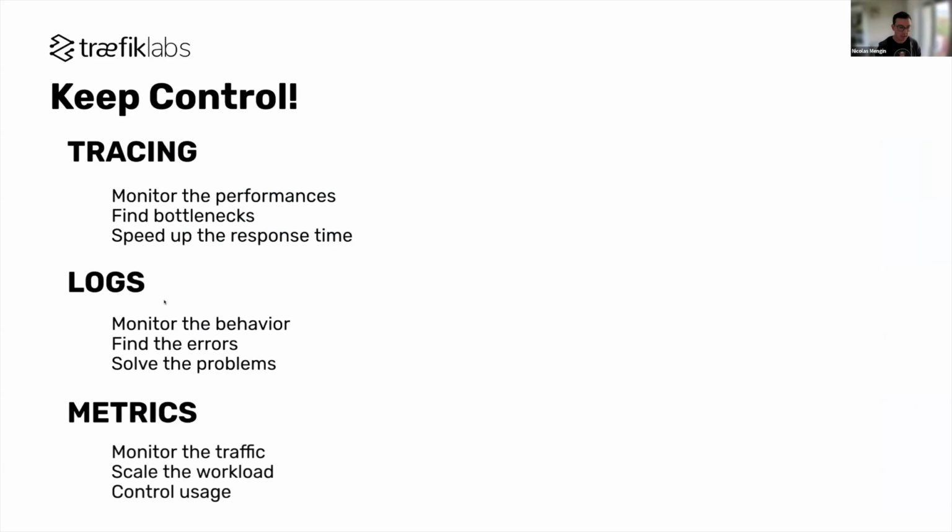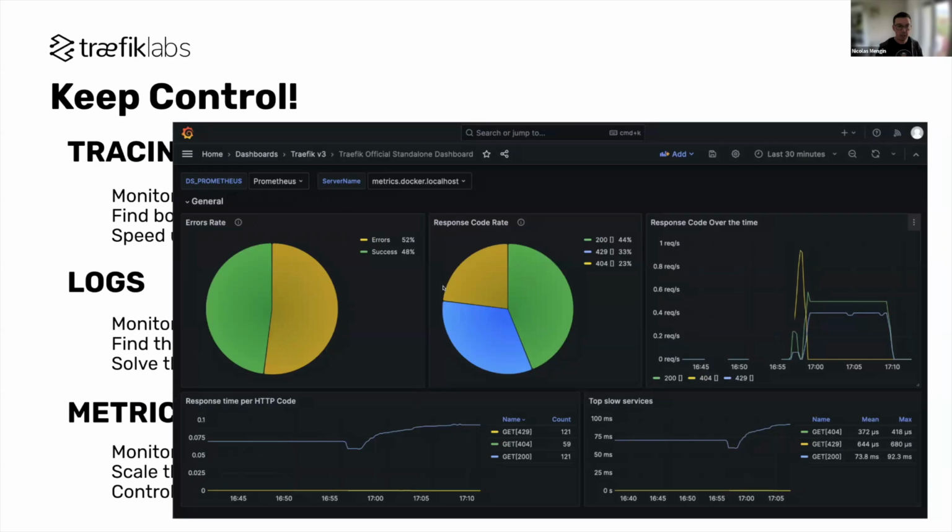So it's faster to debug and to solve the issues. And last but not least, metrics. With an application like Traefik, metrics allow you to monitor your incoming traffic, to know how many requests are reaching your infrastructure, the rate of errors. It will allow you to scale up the number of applications, for instance, to be able to handle this incoming traffic, and then scale down when the traffic is back to normal. Here you can see, for instance, a Grafana dashboard.